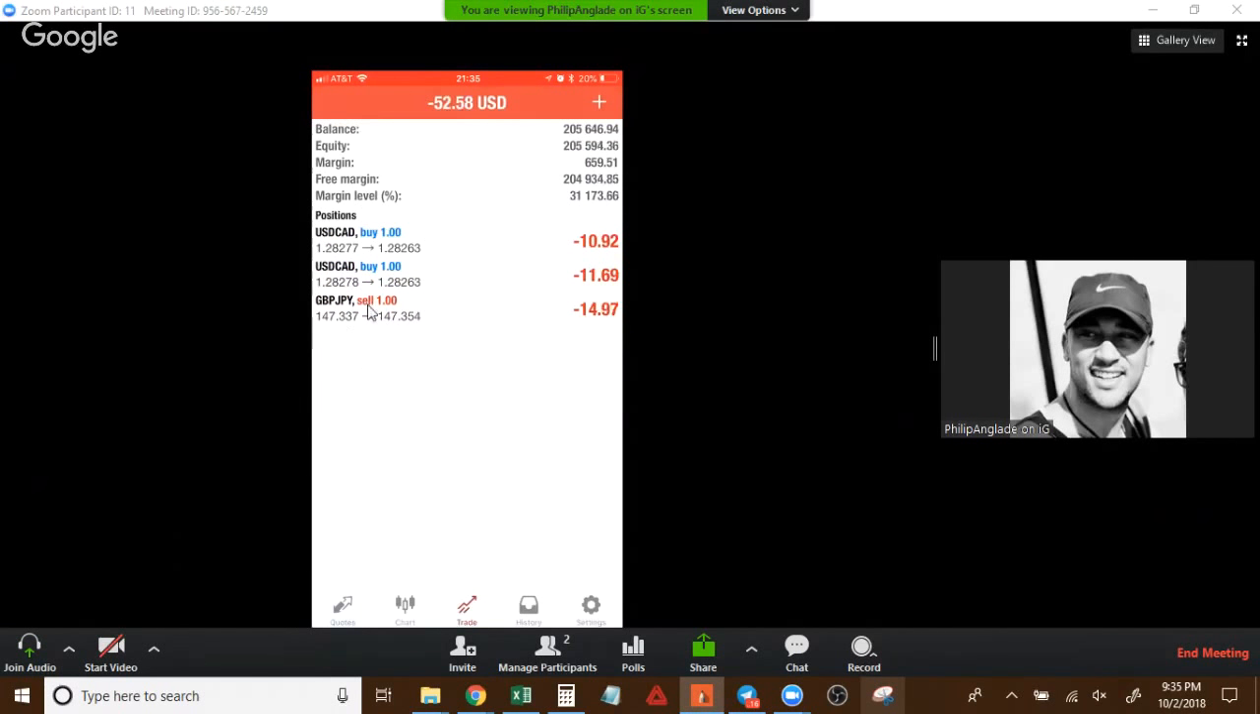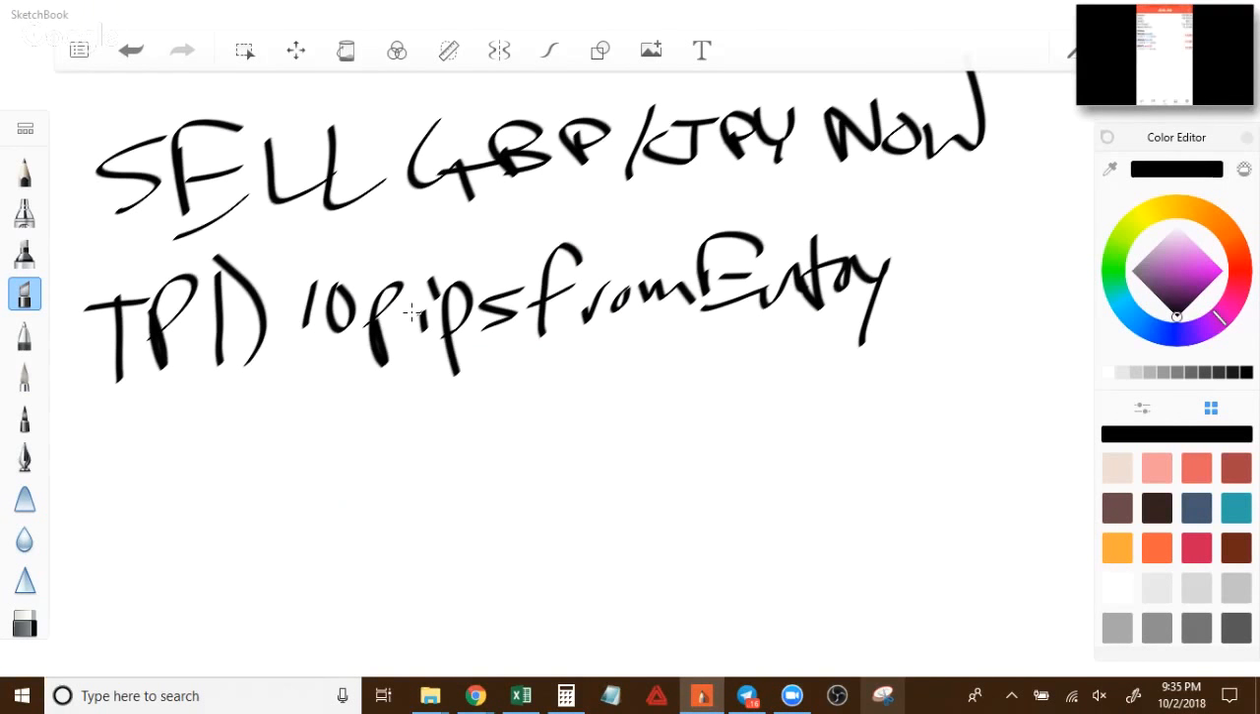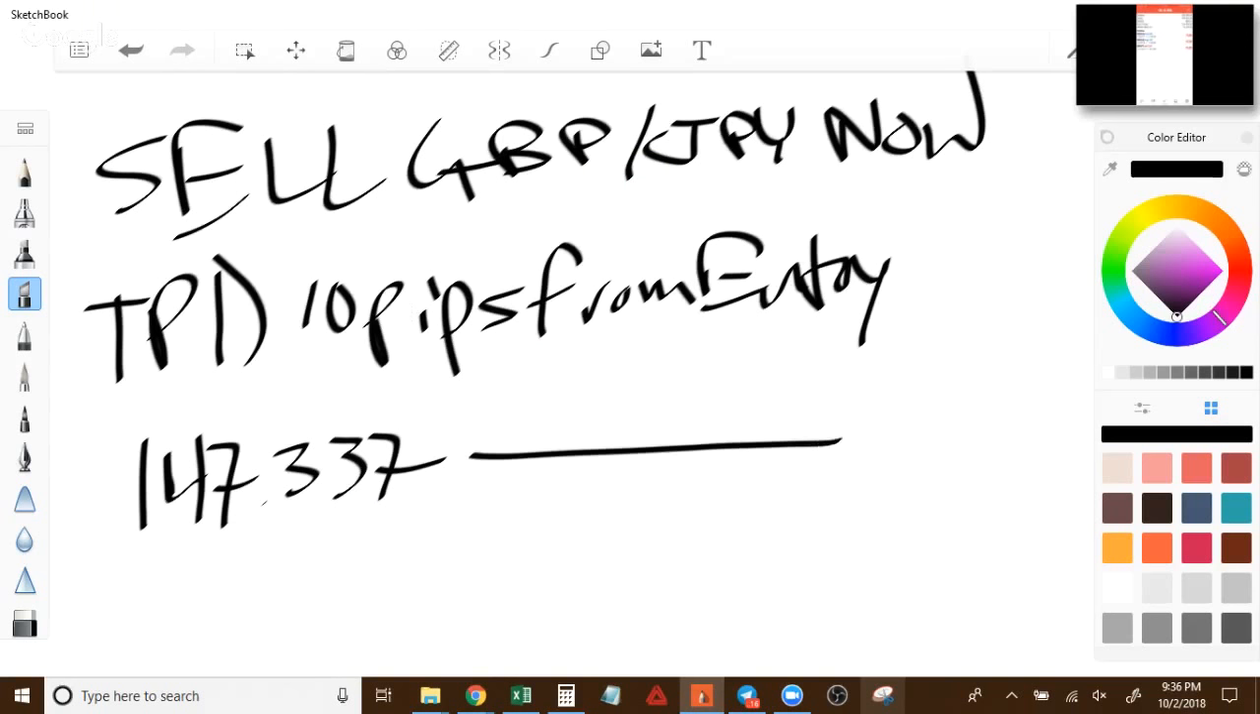So what's the number that we pay attention to when it comes to our entry price? Always to the left side of the arrow. So 147.337. I'm going to write that number down: 147.337. Okay. Now what's the number that we don't pay attention to? That one, the single digit pips, that one. The ten digit pips, that one.